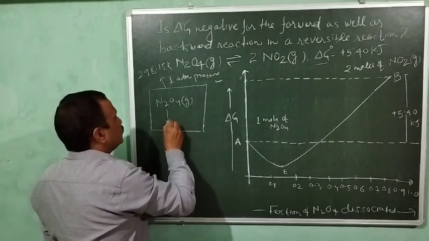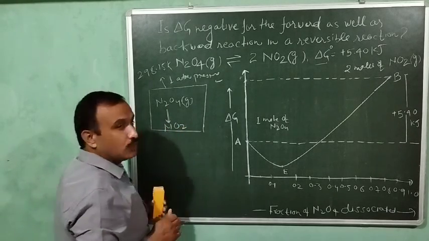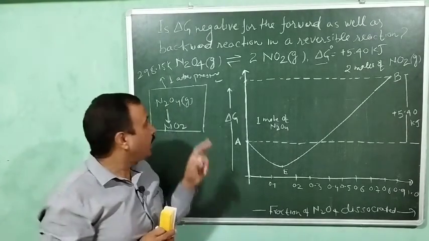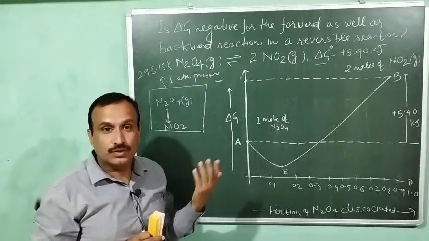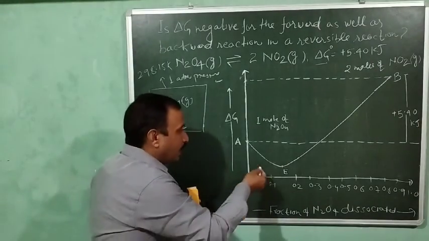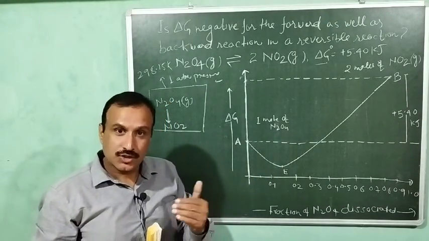तो फिर आपका जो N2O4 है वो NO2 में कन्वर्ट होना शुरू हो जाएगा, and we will have both N2O4 as well as NO2 in the reaction mixture. तो दोनों होंगे फिर. So with the help of this curve we can predict the free energy of the reaction mixture.